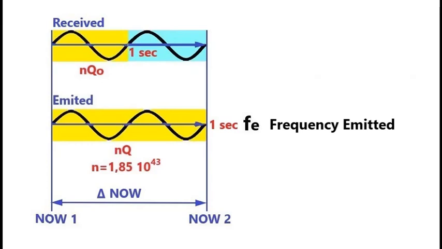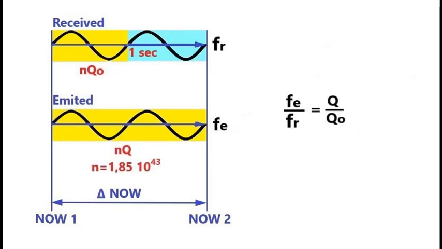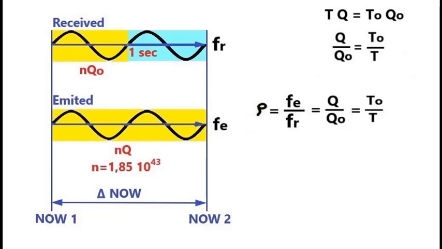Therefore, nq0 is our reference second, and will contain a lower number of cycles per second, which will be the received frequency. And the frequency emitted over the received is proportional to the quanta q over q0, which is the measured redshift. And if we remember the law of quantum time, q over q0 is equal to the reference time over the own time, which allows us to add t0 over t to the redshift. Therefore, by measuring the redshift experimentally, we can know the own quantum q, compared to our local reference quantum q0.